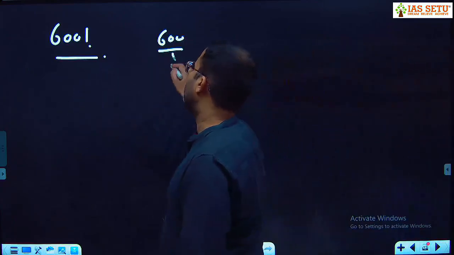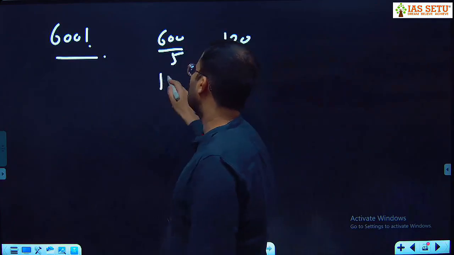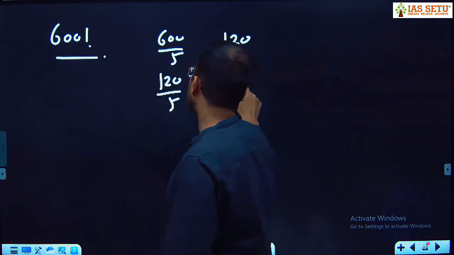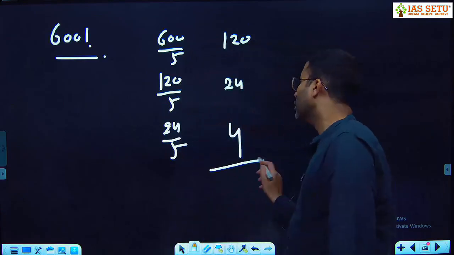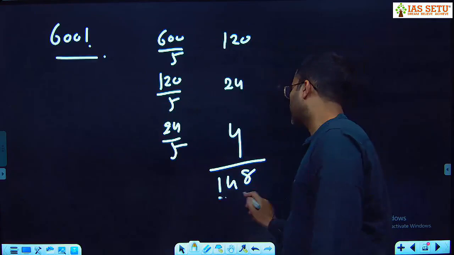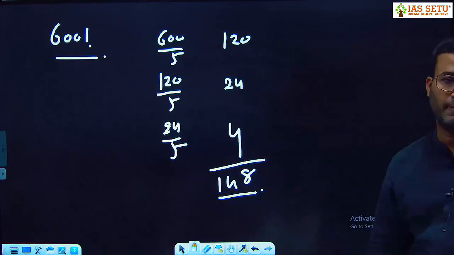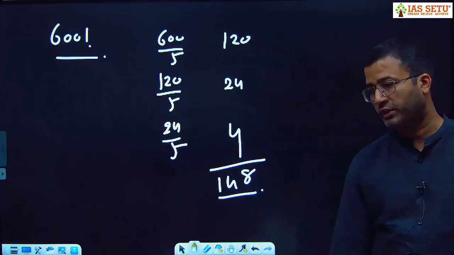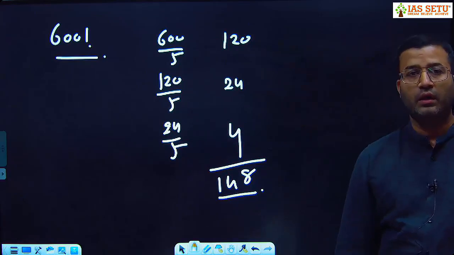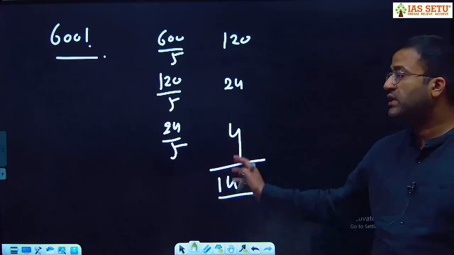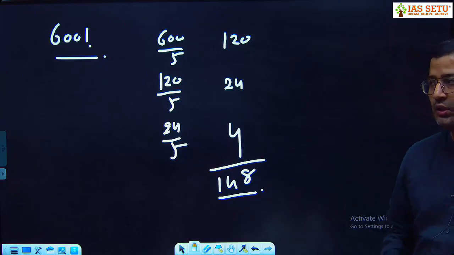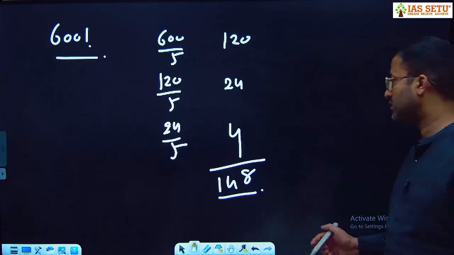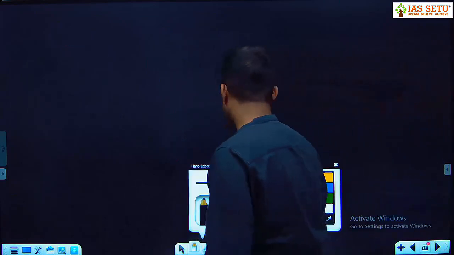600 divided by 5 we get 120. 120 divided by 5 we get 24. 24 divided by 5 we get 4. So your answer is 148. Fine. This is type 2. Over this type 2, I take one miscellaneous question. I think some of you can manage. Otherwise, I will help you out.